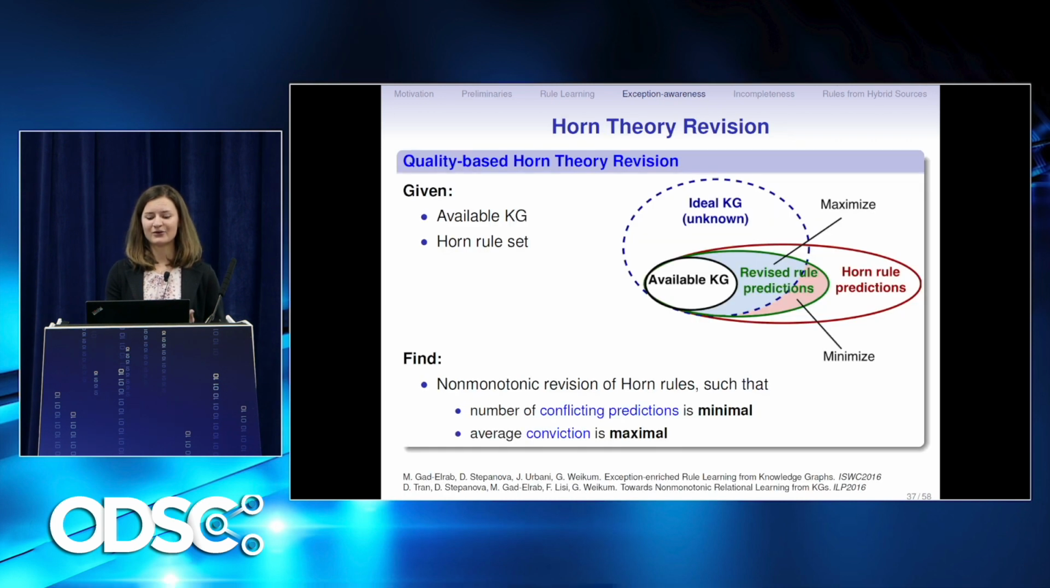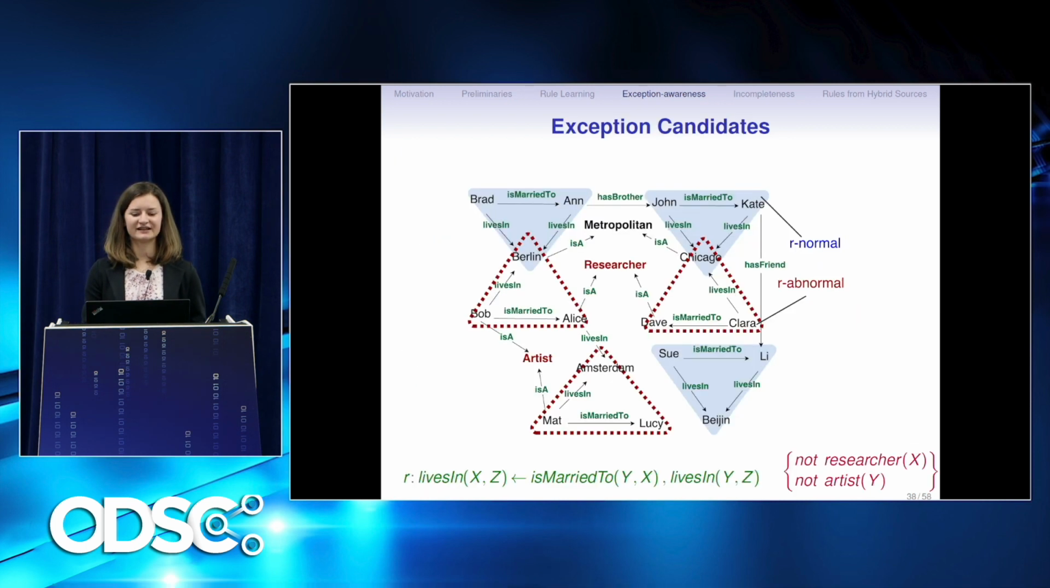Right. So, and that was the work that we've done and that was published in several papers, where our objective is to maximize descriptive quality of a given rule set and minimize the number of conflicting predictions within the process of introducing these additional negated atoms. So let's go through an example.